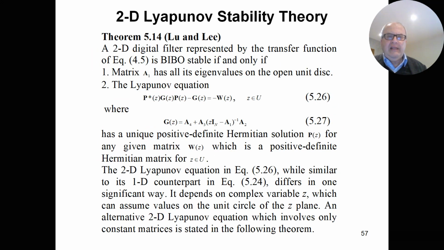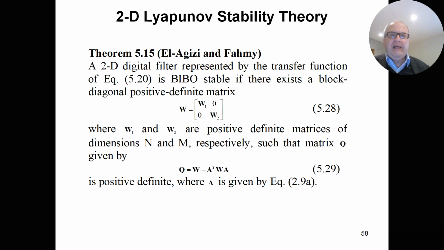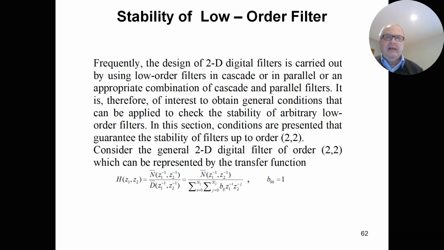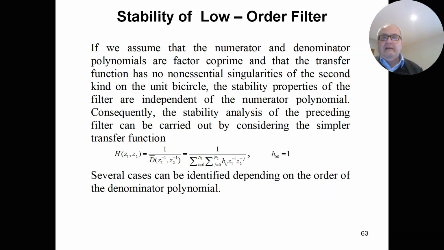After the theorem of Lu and Lee, we have the theorem of El-Agizi and Fahmy. The two-dimensional digital filter represented by the transfer function of 5.20 is BIBO stable if there exists a block diagonal positive definite matrix, where W1 and W2 are positive definite matrices of dimensions n and m respectively, such that the matrix Q given by this equation is positive definite. The proof is here, and some results are here.